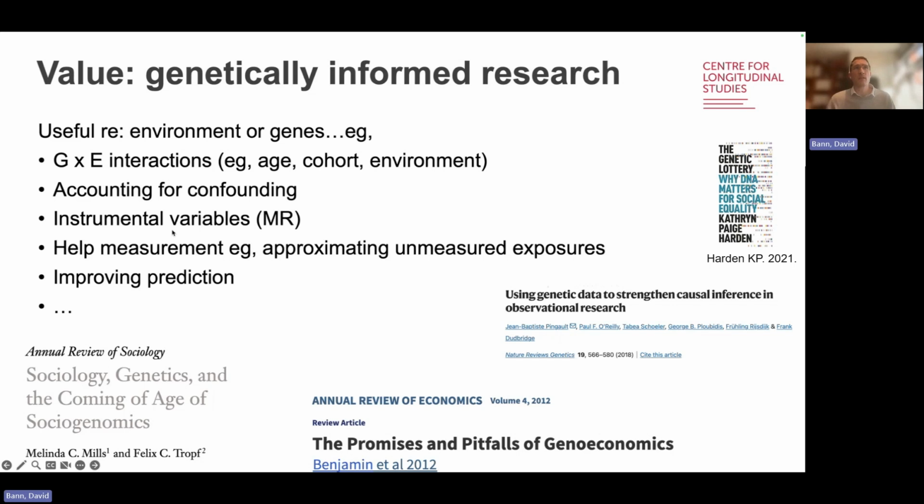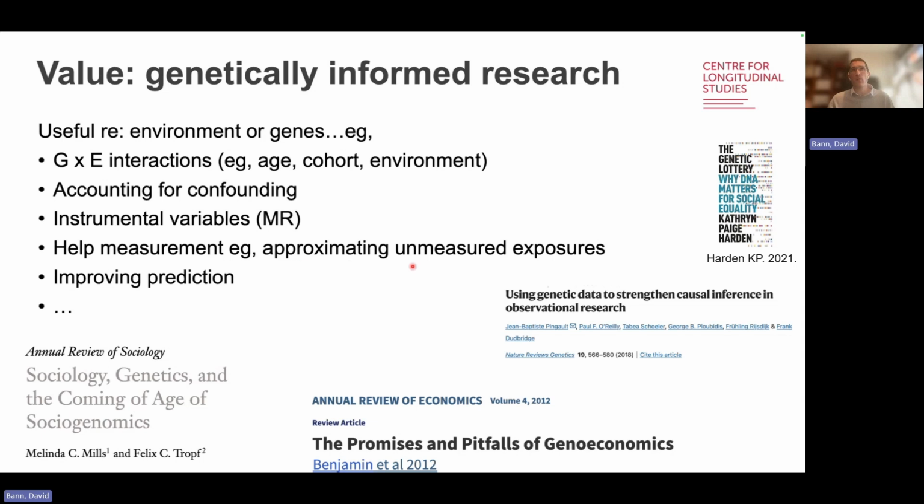You can also use genetics as an instrumental variable approach to try and get a better handle on causal effects. So you use the genes as an instrument. So for example, in Mendelian randomization analyses, to try and understand whether the effect of an environmental variable is thought to be causal on the outcome. We can also use genes to help with measurement.